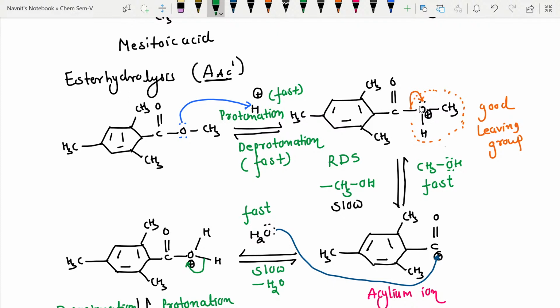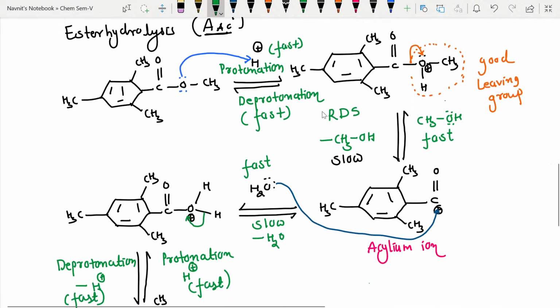So after that, what happened? Now this is a protonated ester. Now this protonated ester contains a good leaving group. This is methanol. Methanol is a good leaving group because it is a stable molecule. So it eliminates from the molecule and leaves behind the stable carbocation, that is the acylium ion. So the forward reaction is elimination of methanol, and the formation of the carbocation is the rate determining step in this reaction. And this step is slow.